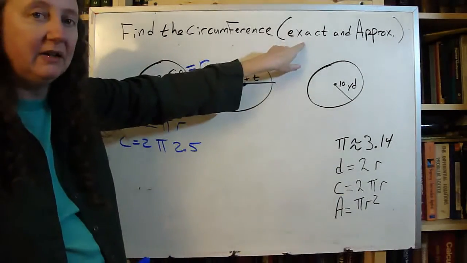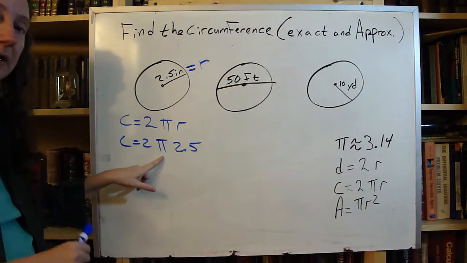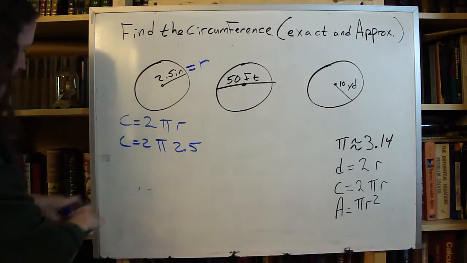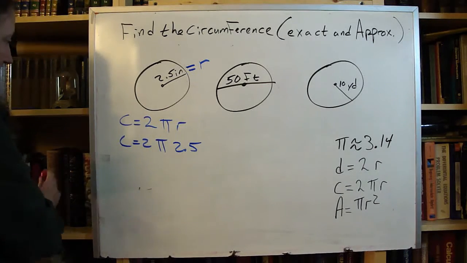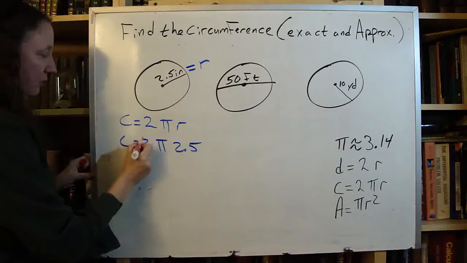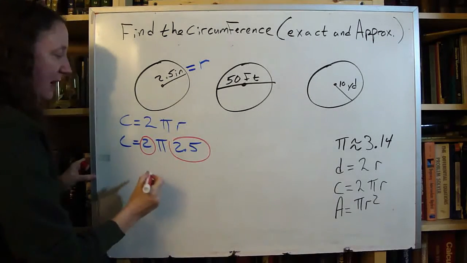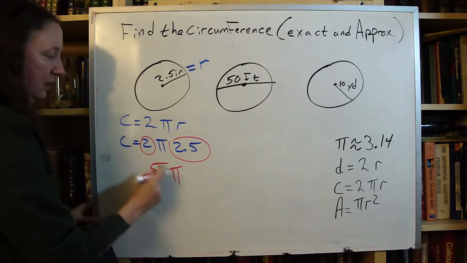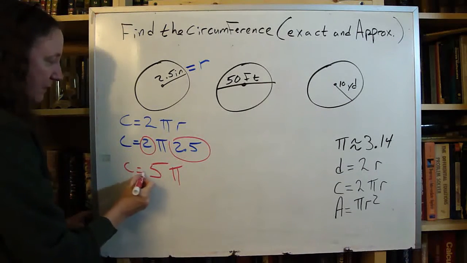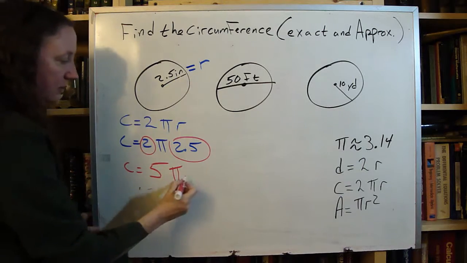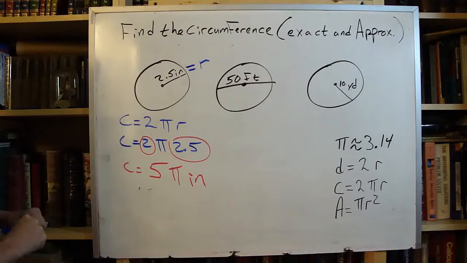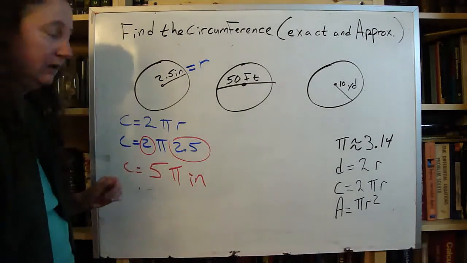They want to know the exact answer, so I'm going to leave pi as pi, and I'm going to multiply these two numbers together. So the 2 times the 2.5 is 5. Keep pi as pi, and throw my units on there: inches. That's the exact answer.